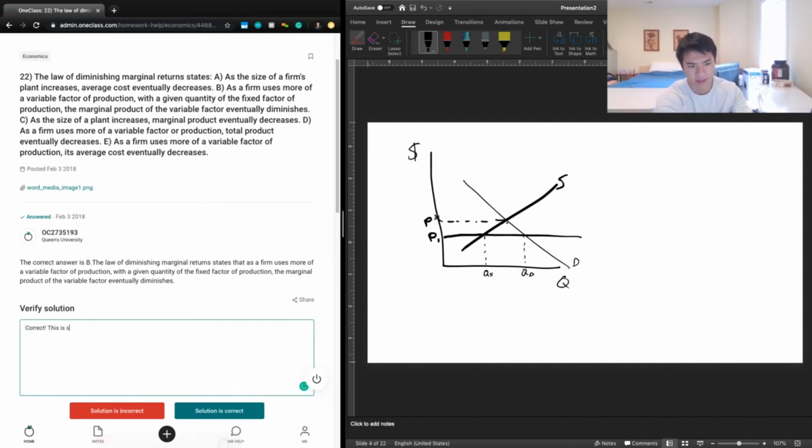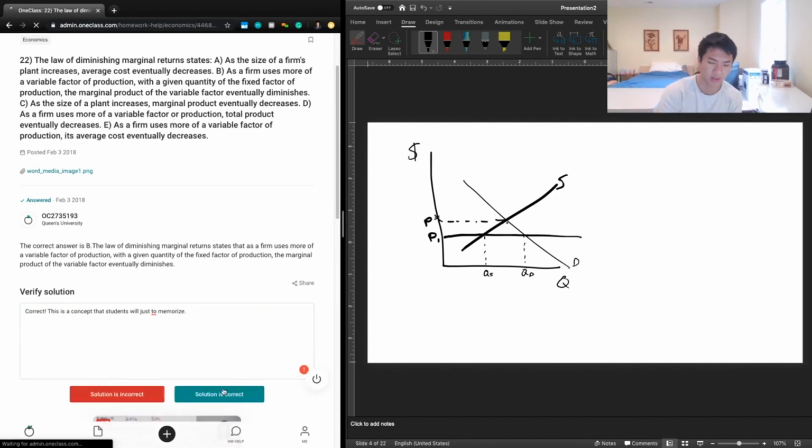This is a concept that students will just have to memorize. This is again not really a calculation-based concept, and really just testing your knowledge of some of these terms.